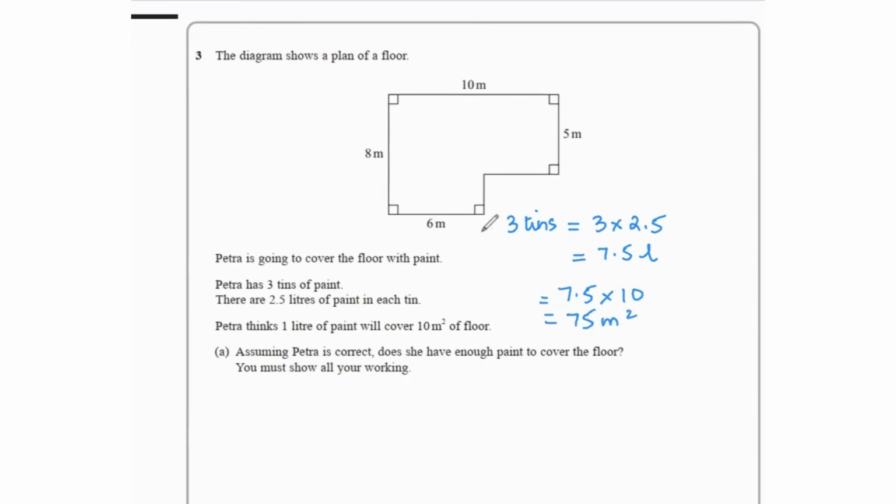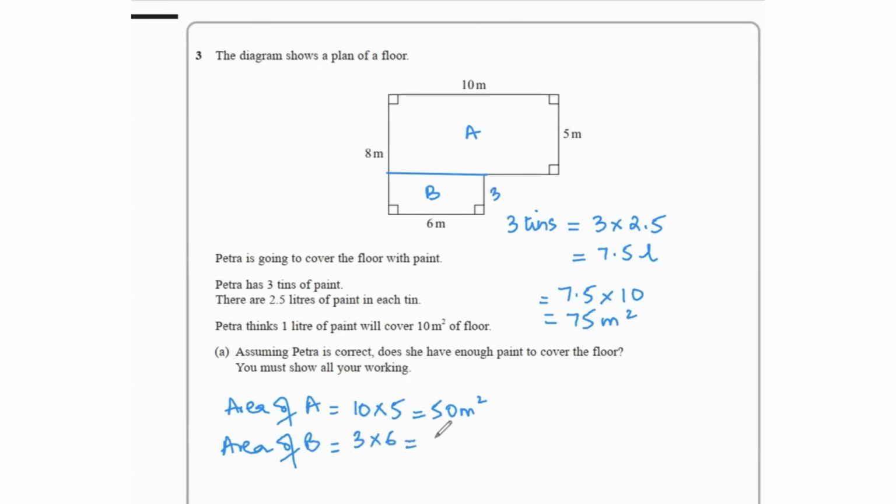Now we need to find the area of this plan. To find the area of this plan, I'm going to divide this compound shape into two different rectangles. This is A, this is B. So the area of A is going to be 10 times 5, which is 50 meters squared. And the area of B is going to be, this entire length is 8, this entire length is 5, so this is going to be 3. 3 times 6, which is 18 meters squared.